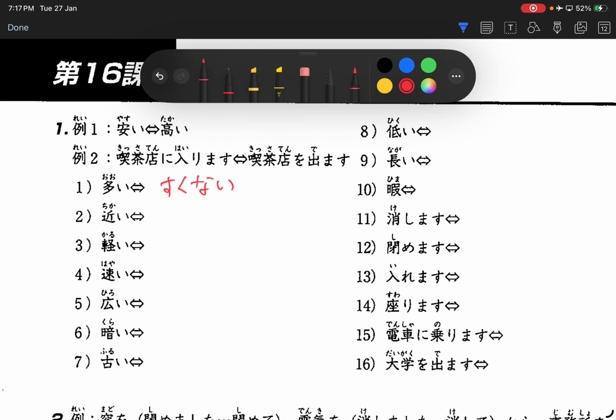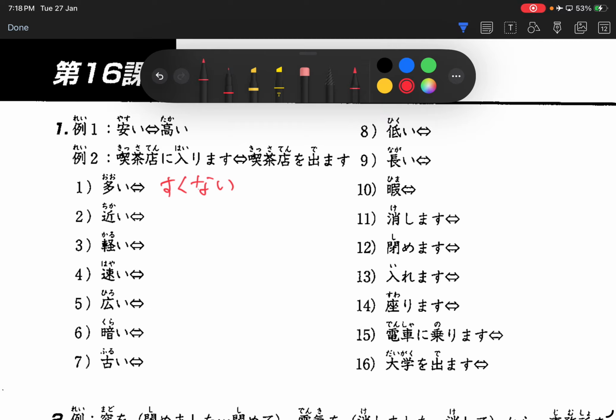Sui means a lot. No, no such thing. So the negative of this is sukunakunai. It sounds very weird, but it's sukunakunai. So sukunai means little. It already has the kunai, but we can still put another kunai in the back. Sukunakunai.